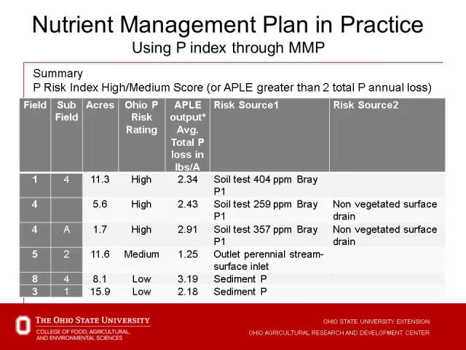It does identify the risk source for us. It gives us the risk for field 1-4, which is that first field. It's related to soil test value. We have a 404 parts per million Bray P1 test. When we start looking at the next 2 fields that are high, it's a combination of soil tests as well as non-vegetated surface inlets that we have in that field. When we start looking at the 2 last items, that's where we have the low P risk, but we are seeing where the APLE output is giving us 2 to 3 pounds of loss, actually very comparable to what those high values are in relationship to looking at the nutrient management plan.